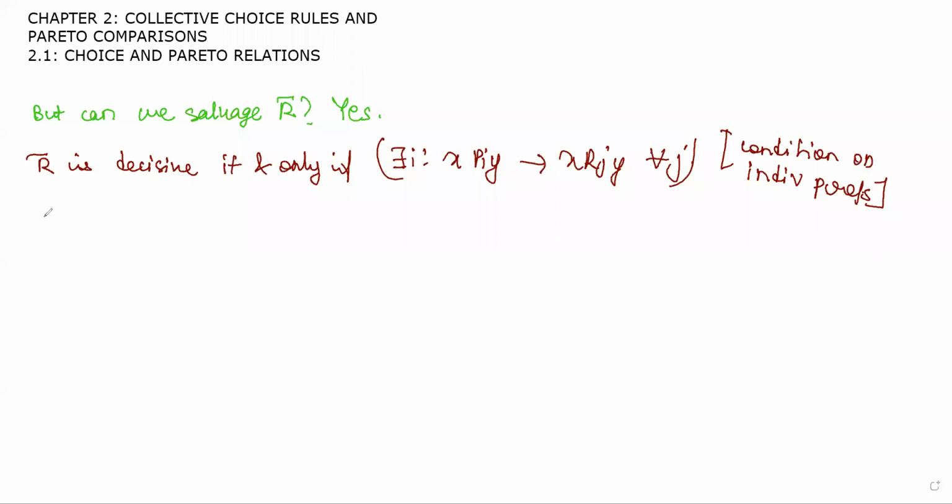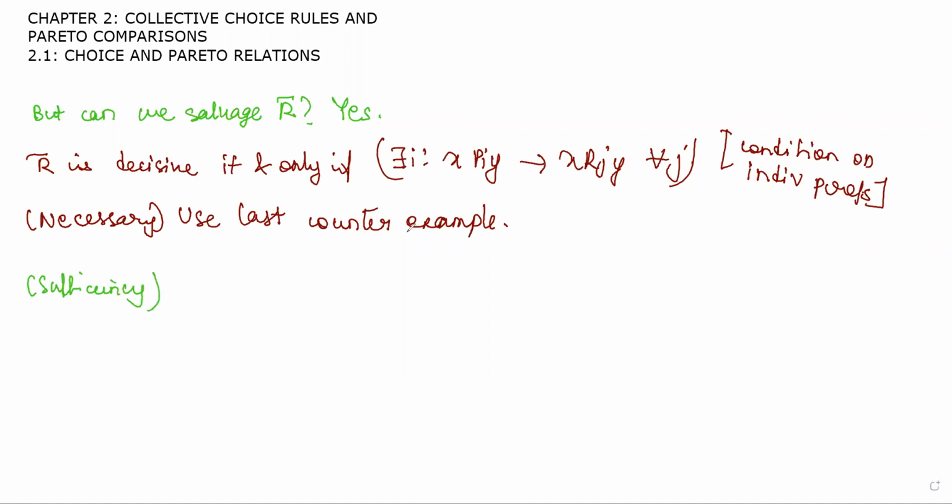Now, necessary. Why is this necessary? Use the last counterexample, and check that it does not satisfy this condition, and hence it is necessary. So we can give you a counterexample when this is not true. So R bar can't be decisive if this is not satisfied.